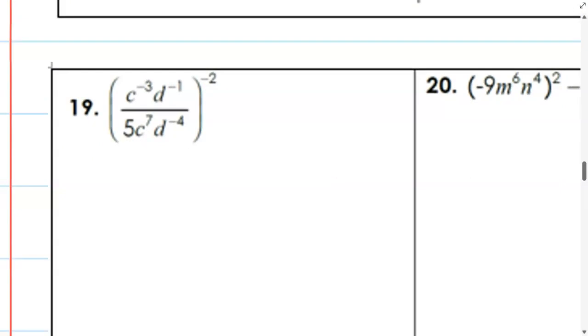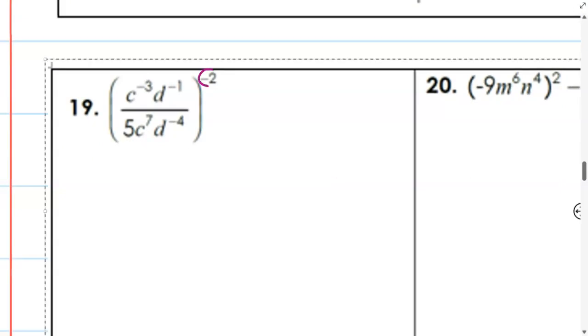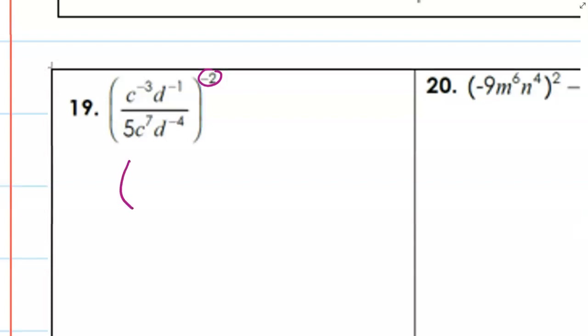Number 19. So I'm going to apply this negative exponent and just make it 2 by taking the reciprocal, but just location. Everything that was on the downstairs moves to the upstairs in its entirety. Do not change anything about it.